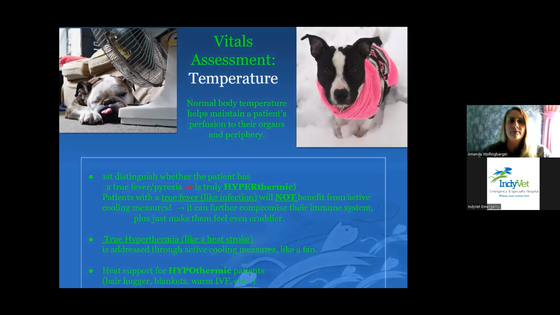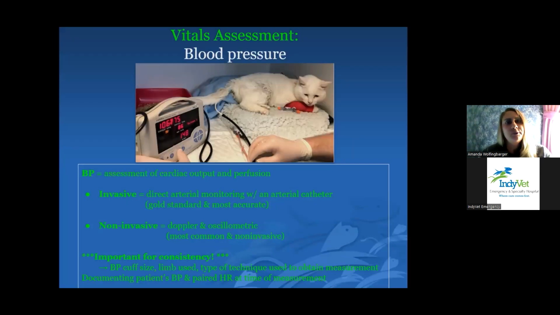And then for blood pressure, at its base, core, simplistic definition, it's an assessment of cardiac output and perfusion. So like I said before, going along with that temperature, if they have a temperature too low to read, I'm not going to get a blood pressure because they're not perfusing.